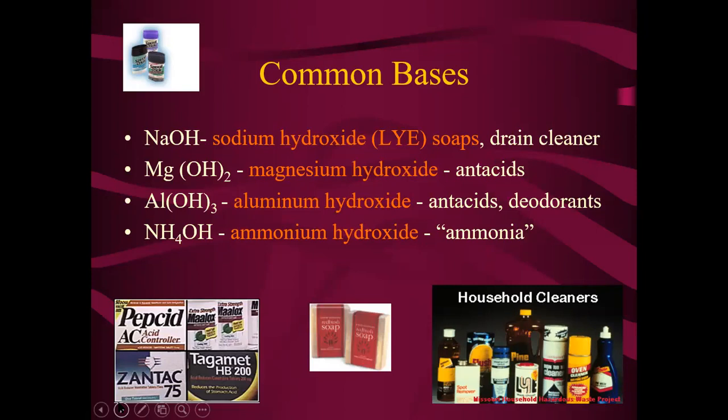Common bases, we have sodium hydroxide, a very common base. It's found in your soaps or your drain cleaners. We have magnesium hydroxide, which are antacids. We have aluminum hydroxide, antacids, deodorants. We also have ammonium hydroxide, or what we call ammonia. All right, so here are some examples. We have your household cleaners, your soaps, your antacids, your deodorants.